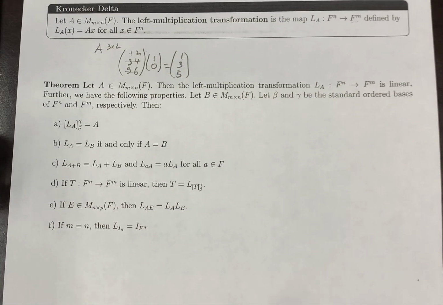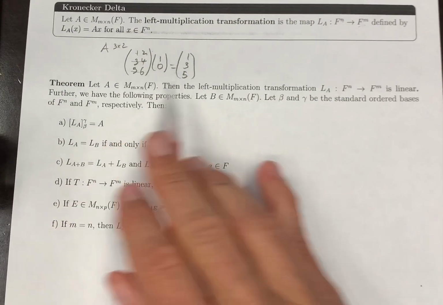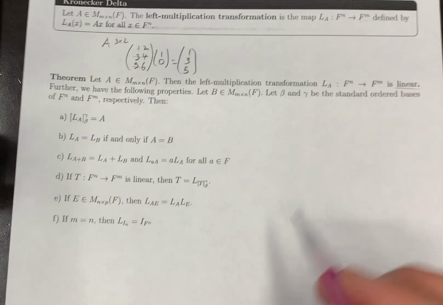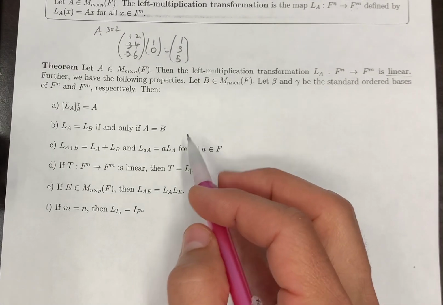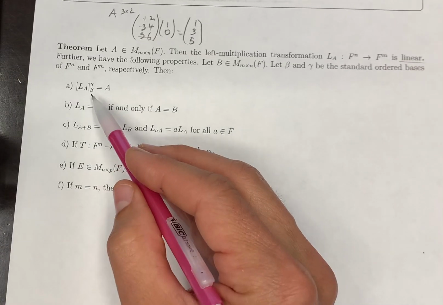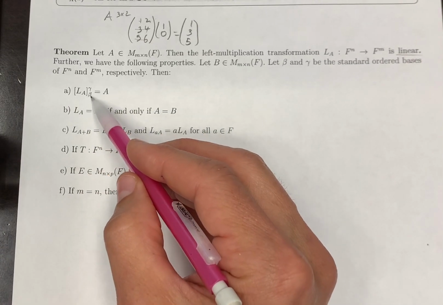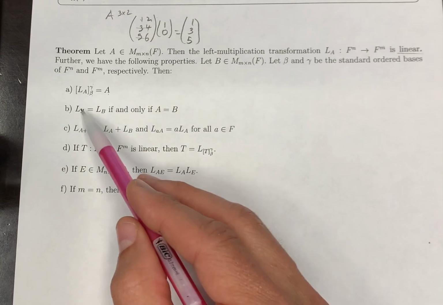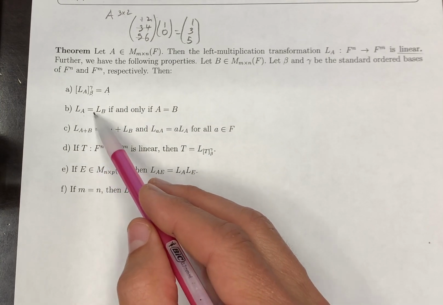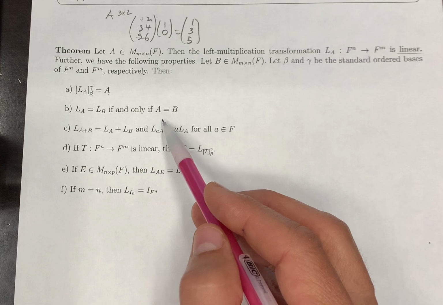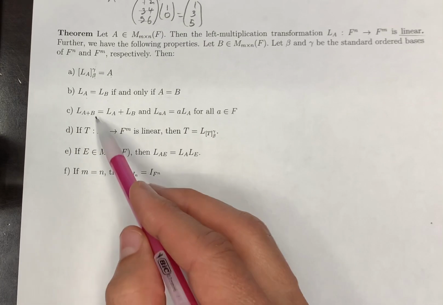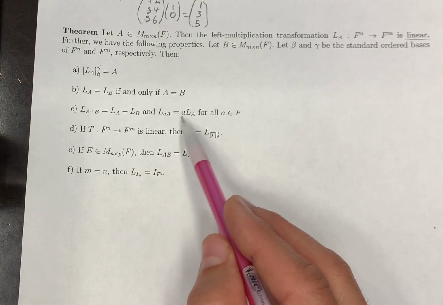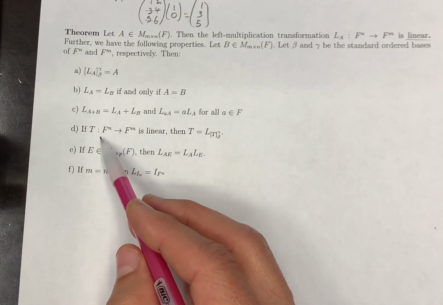And there are a bunch of properties. So if A is an m by n matrix, LA is that linear transformation, and it is indeed linear. That's pretty straightforward to see, and you get all of these properties. So the matrix representation of LA in terms of the canonical bases beta and gamma is A itself. Left multiplication by A is the same as left multiplication by B if and only if A is equal to B. Left multiplication is additively linear, it scales.